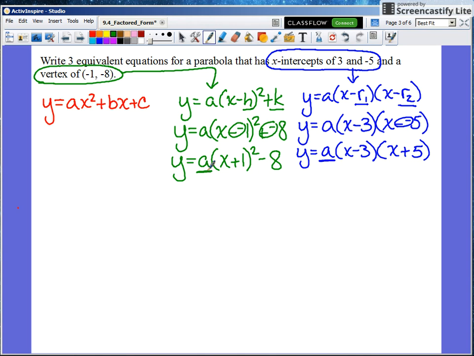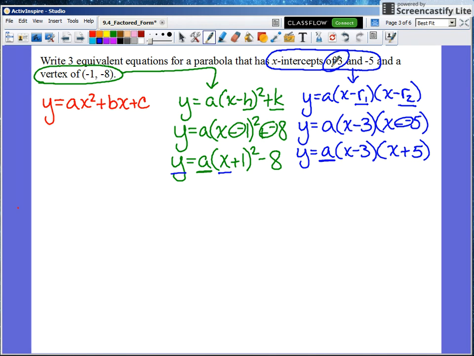Now we could take vertex form, take factored form, and set them equal to each other since they both equal y, just like we did when we solved systems of equations. But to keep our work nice and easy, let's just use an x value and a y value that I did not use in vertex form to help us figure out what a is. So vertex form used the vertex, but it did not use an x-intercept of 3.